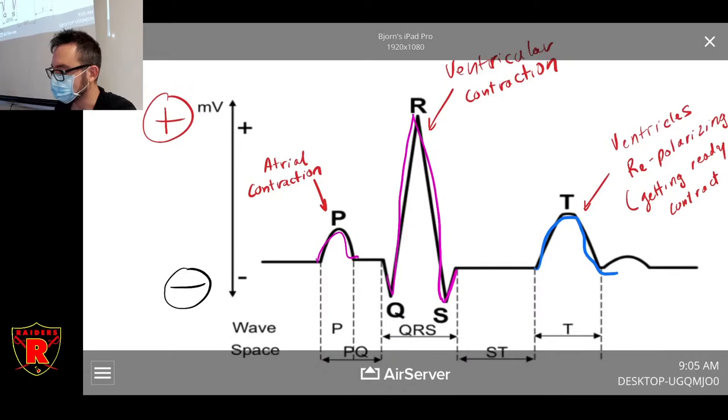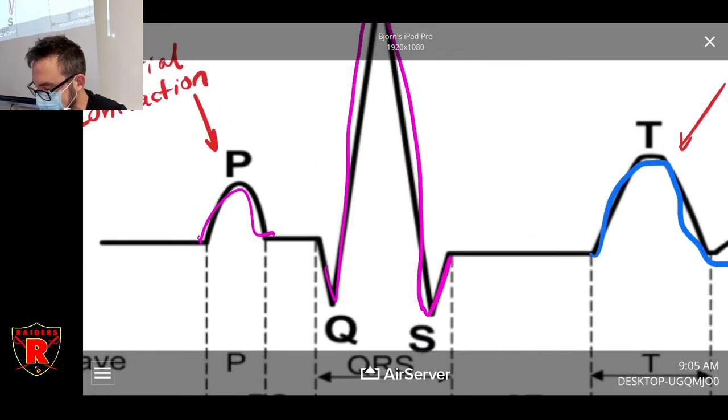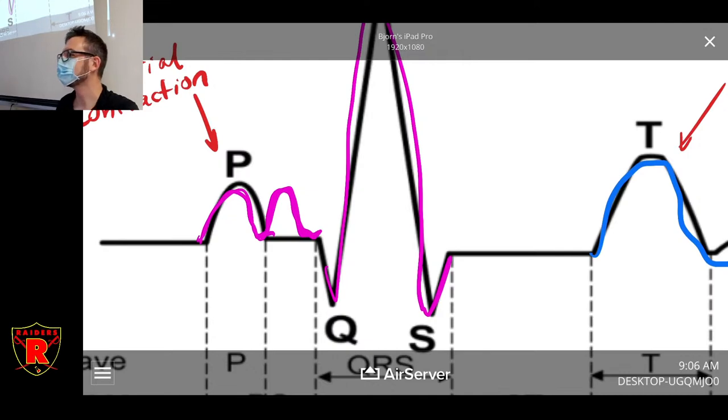Same thing with the P wave. I got a great one. You guys can even figure out what this means. What if you see this? That's called a split P wave. What do you think that means? Take a shot at it?